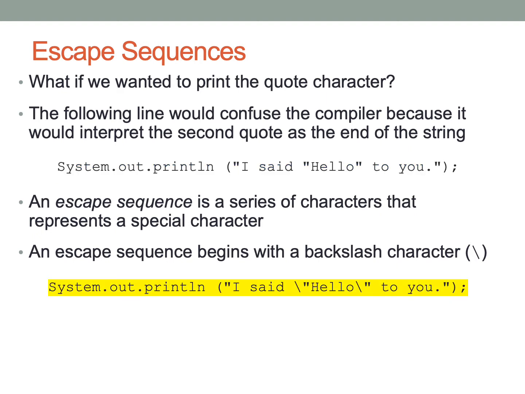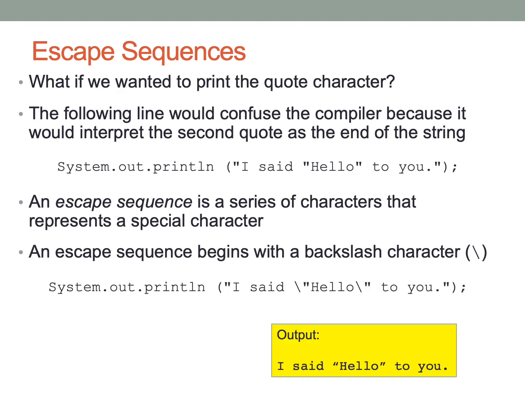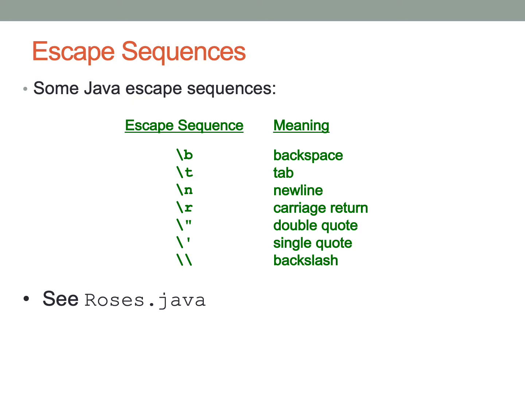To print the double quote, we can use backslash double quote. For example, as shown here, we have System.out.println, I said, backslash double quote hello backslash double quote to you. If we run the code, it will display I said "hello" to you. This slide shows some of the Java escape sequences that we might want to use. We have seen some of these in the Lab 1 task.